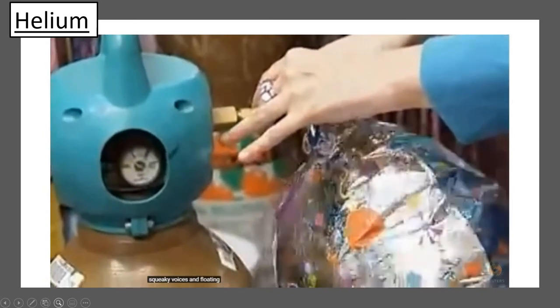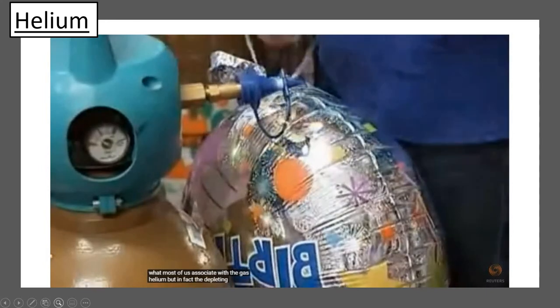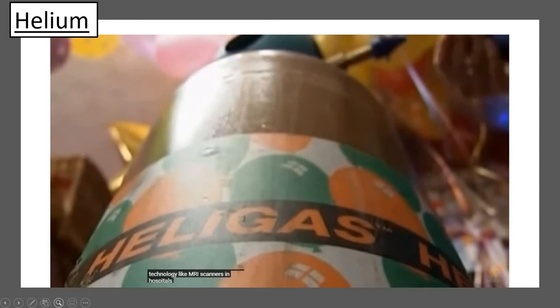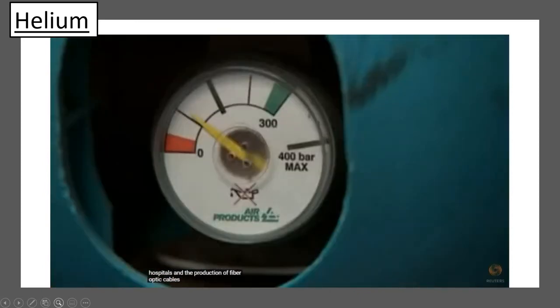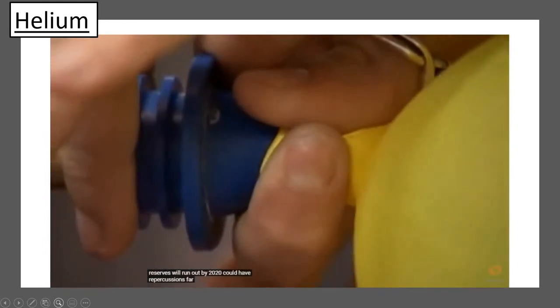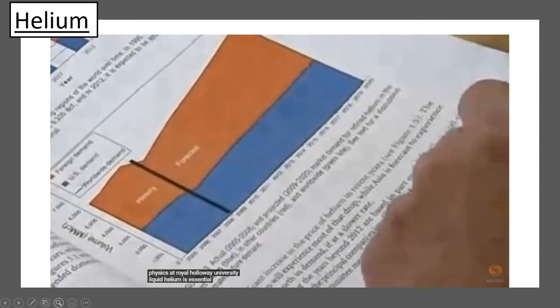Squeaky voices and floating balloons are what most of us associate with the gas helium. But in fact, the depleting natural resource is essential in medicine and technology, like MRI scanners in hospitals and the production of fibre optic cables. So predictions that reserves will run out by 2020 could have repercussions far greater than initially thought. John Saunders is Professor of Physics at Royal Holloway University. Liquid helium is essential to cool the superconducting magnets that are used in MRI scanners. So that means that the availability of liquid helium is critical to ensuring that MRI continues to be available to patients.